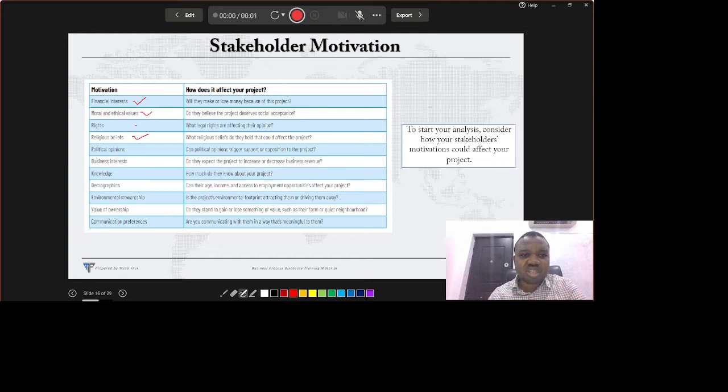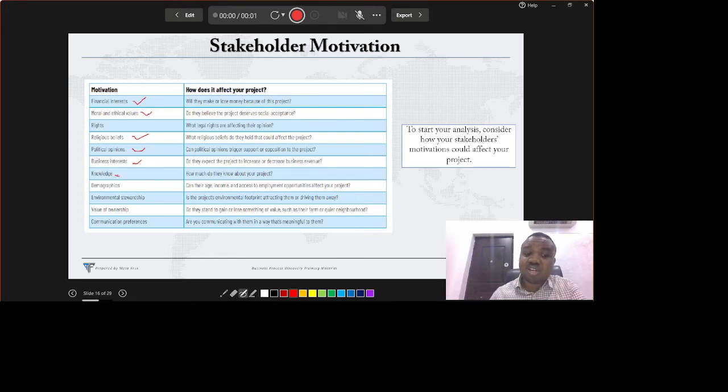So there are political options and their belief system in the society, their business interest, what interests them outside the project, what other things they expect, their revenue, their expectation, and this initiative that we are carrying out, how does it change our perspective or our viewing as an organization.